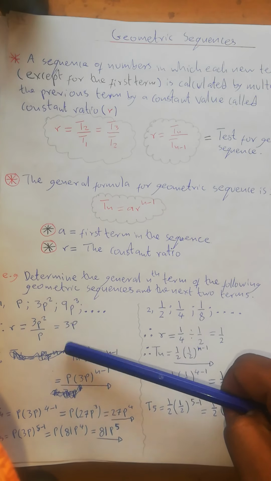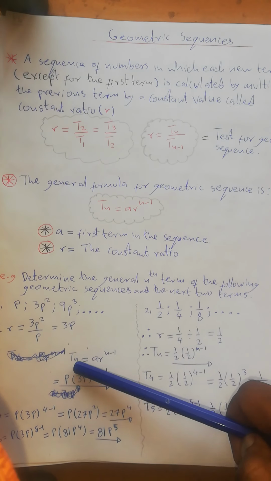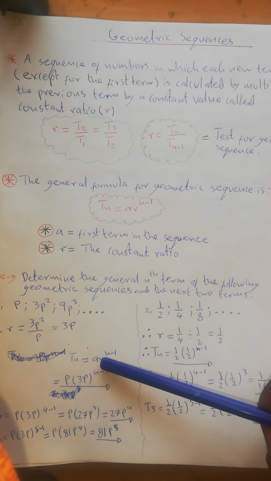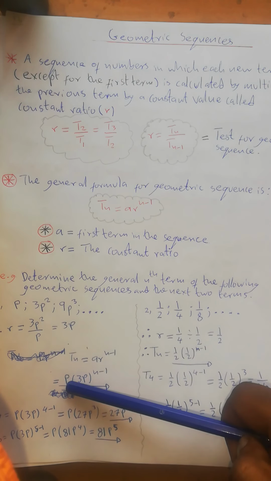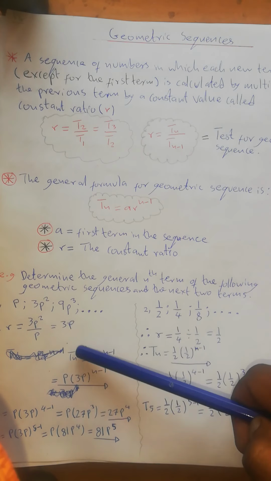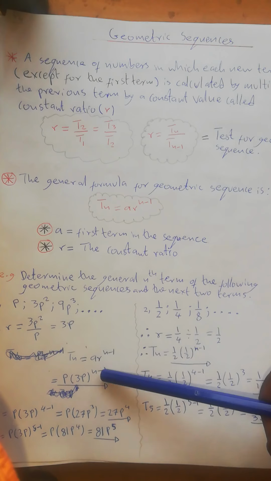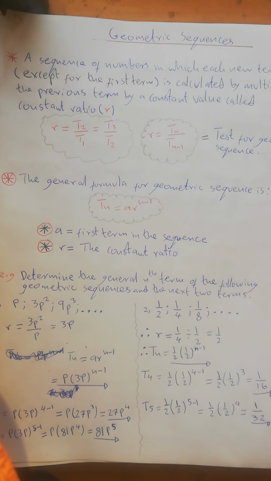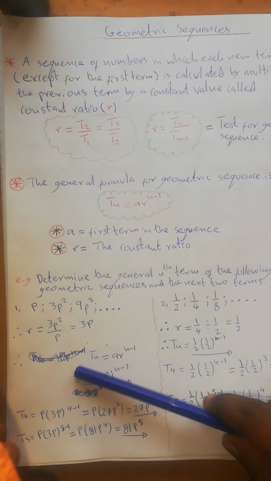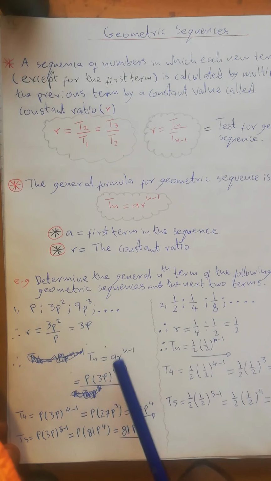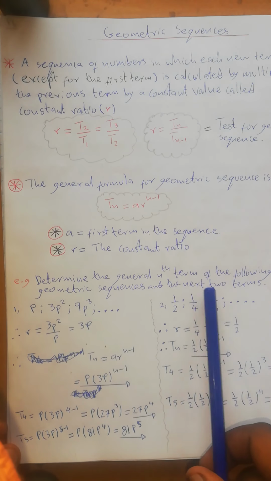3p is your r. And then using this formula, Tn equals a r to the n minus 1. A is your first term, which is p. R is the ratio you calculated, which is 3p, to the power n minus 1. That will be your general term. And then they said you should also find the next two terms.